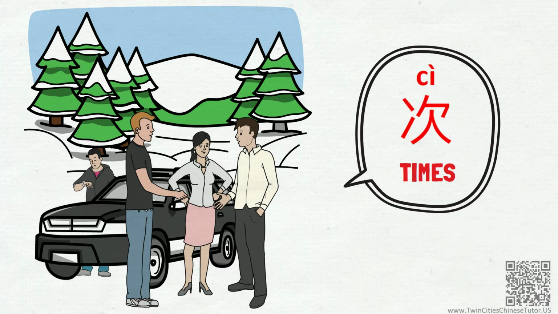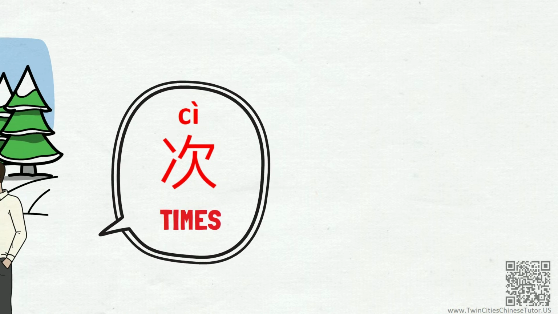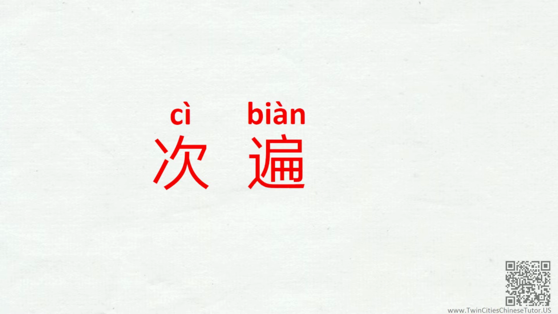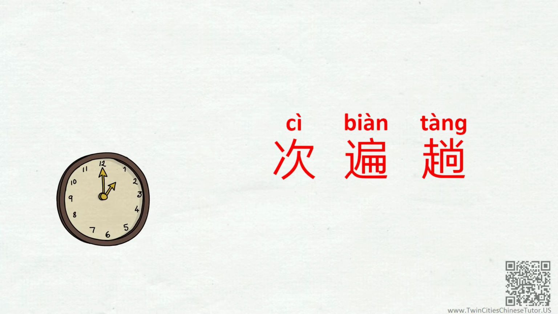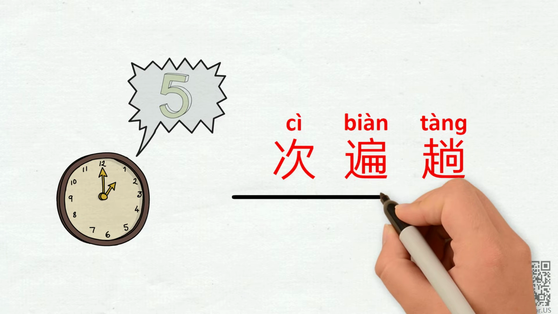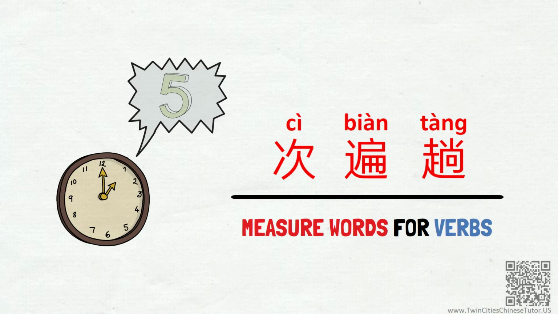Its meaning seems quite simple at first, but when he tries to use it to build sentences, the word order starts to get confusing. If you are also interested in learning how to use words like 次, 遍, or 趟 to express the frequency of actions in Chinese, in the next 5 minutes, we'll dive into the world of Chinese measure words for verbs. Let's start.